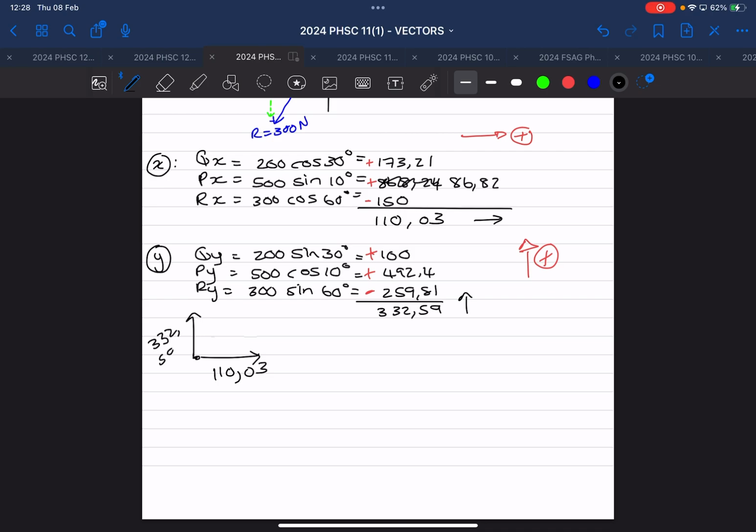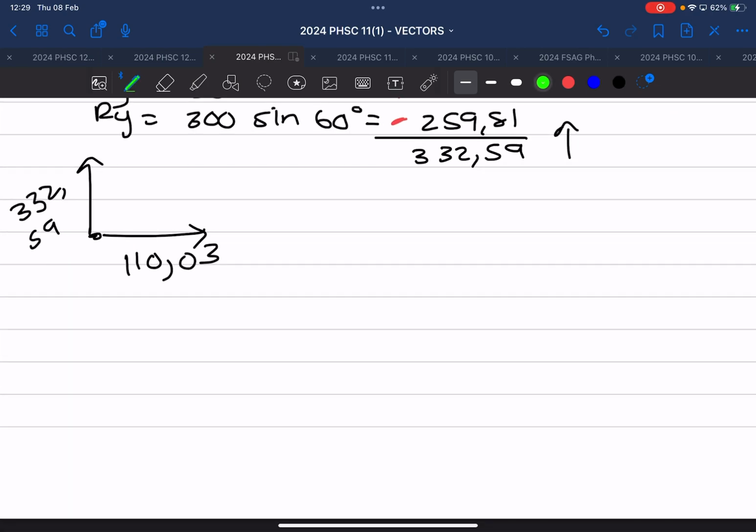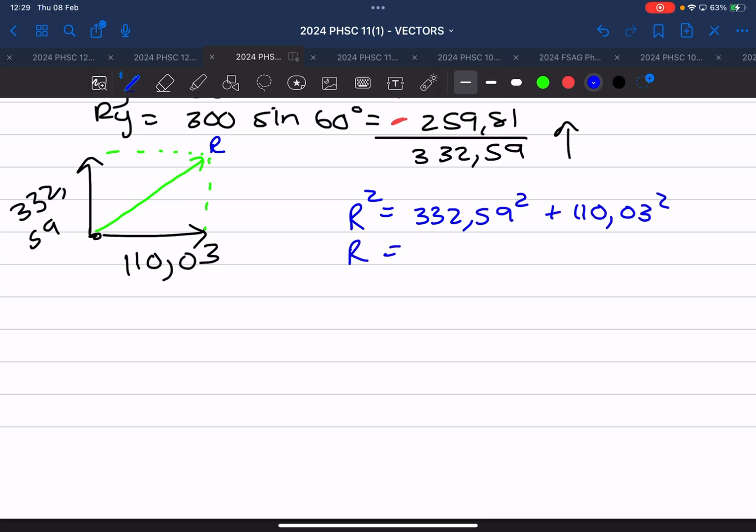So the resultant of those two is going to be, according to the parallelogram method, somewhere there. To get the size of the resultant, I'm going to use Pythagoras because it makes a 90-degree angle between the perpendicular components. And I get 350.32. Yes? Okay, Newtons, I think. Yes.